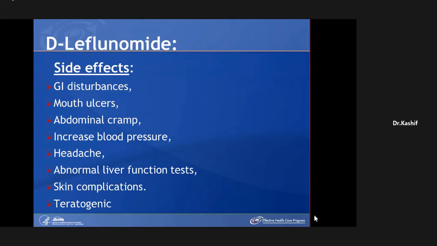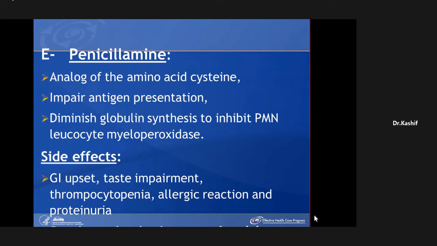Another oral drug is penicillamine. Penicillamine is an antibiotic, a cell wall inhibitor, but along with this it has a different function. It is an analog of an amino acid, affects antigen presentation, and diminishes globulin synthesis to inhibit white blood cells. So along with its antibiotic activity, it also acts on the immune system, and it depresses the reaction. Side effects of penicillamine are GI upset, taste impairment, thrombocytopenia, and allergic reaction.